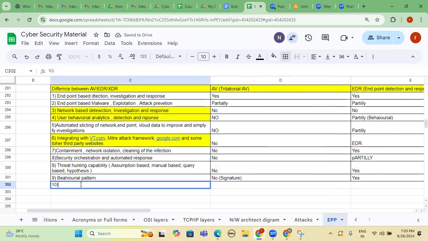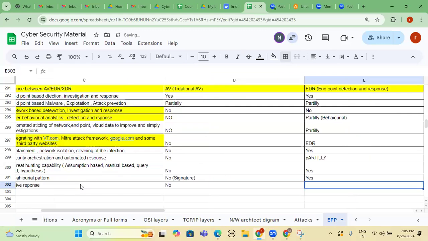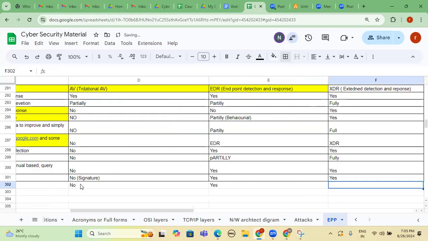So last one, live response. What is a live response? Even if the machine is offline or online, we can go and do the analysis from the tool itself, from the EDR tool. Here no, here yes, here also yes. We can contact that particular system and we can do infection cleaning as well. Through traditional antivirus it is not possible, but through EDR it is possible. Through XDR also it's possible.